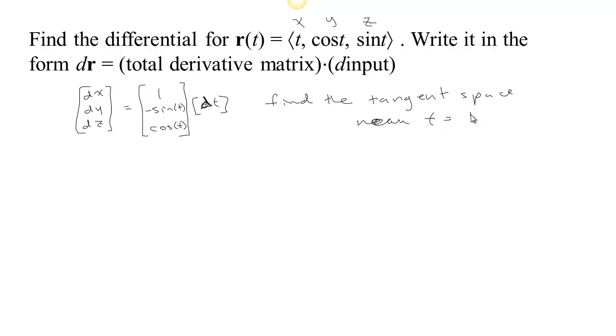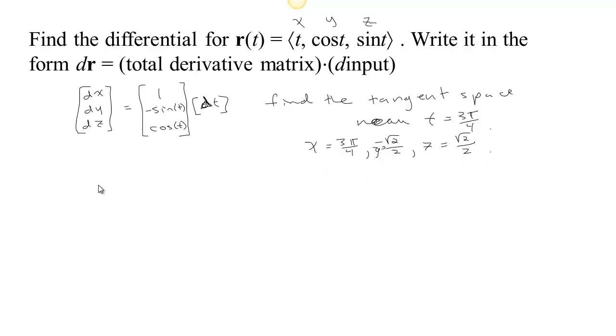Maybe t equals 3 pi fourths. Okay, when t equals 3 pi fourths, then the value of x is t, so that's 3 pi fourths. The value of y would be the cosine of 3 pi fourths, which is negative root 2 over 2, so that's y. And the value of z would be the sine of 3 pi fourths, which is root 2 over 2.